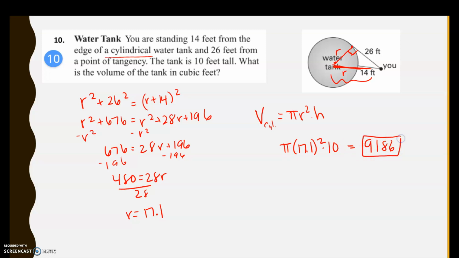I also left in there, if you didn't round this and it was 17.14 something, whatever that one was, and you left that in your calculator and squared it, times pi, and then times 10, your other answer would have been 9,232. So I accepted either one, whether you rounded or not, since I didn't really make it clear.